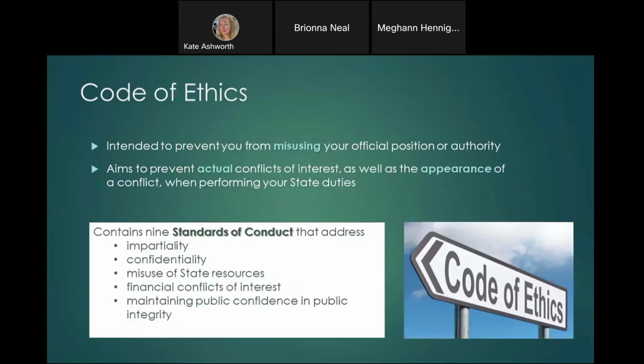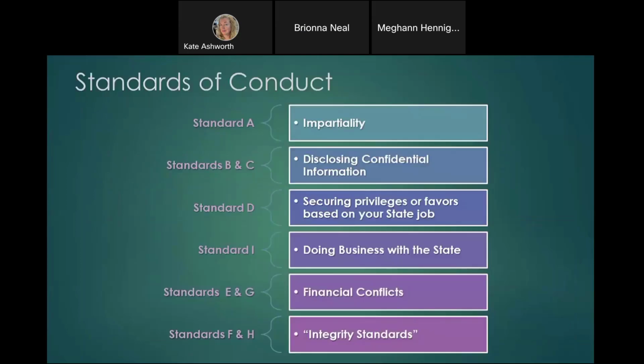When we go through these 9 standards of conduct in Section 74, we'll be addressing these major themes of impartiality, confidentiality in your state job, the misuse of state resources. There are a few standards that deal with financial conflicts of interest, and also maintaining public confidence in public integrity. All right, so the next slide, please.